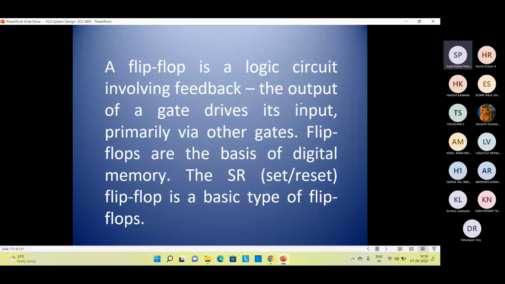The SR is abbreviated as SR, which means set reset. This SR flip-flop is a basic type of flip-flop. You may know these things from digital electronics, so this is just a quick brush-up so that you can get an idea. Basically, a flip-flop is a logic circuit that involves feedback, and the output of the gate drives its input primarily via other gates.